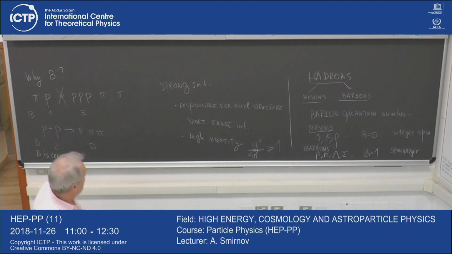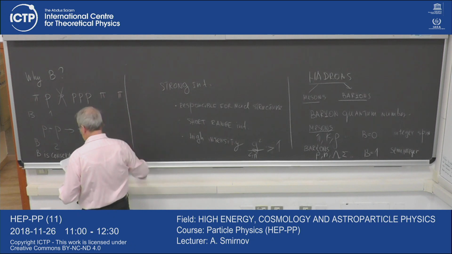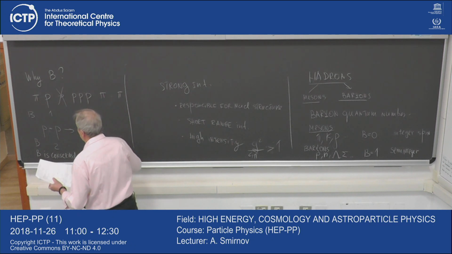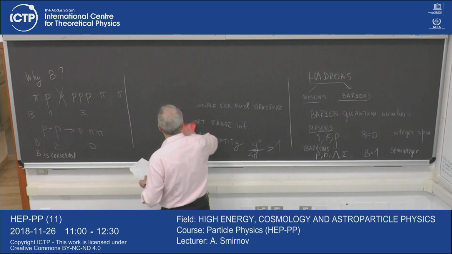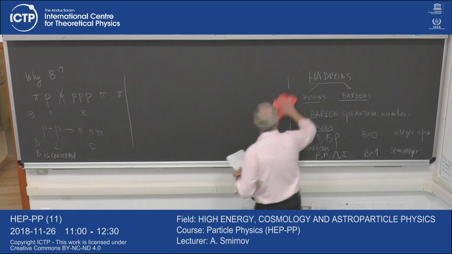So it's only these low energy interactions which, you know, conserve B in principle. So if grand unification exists, then baryon number is also violated.